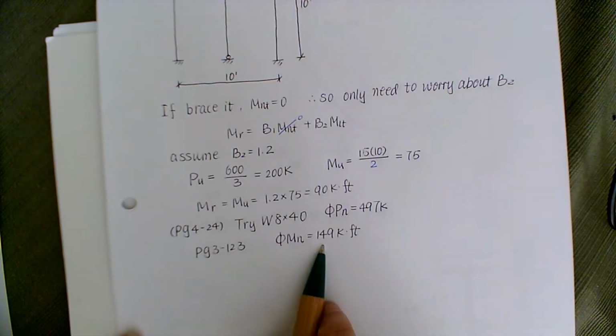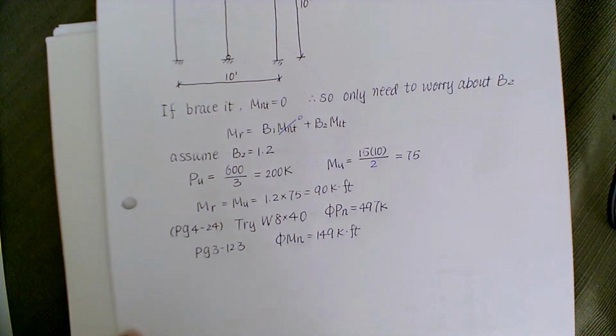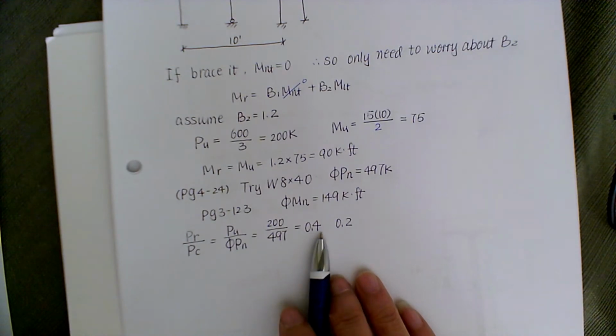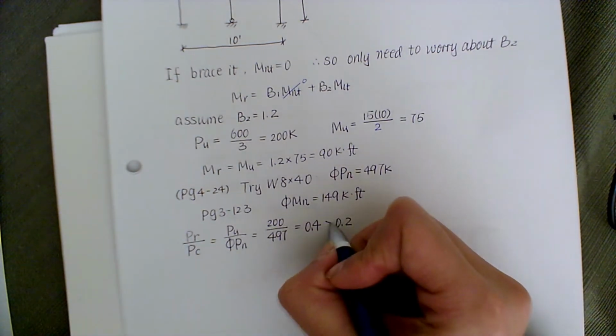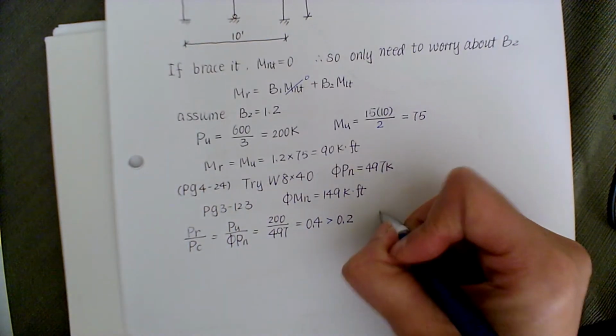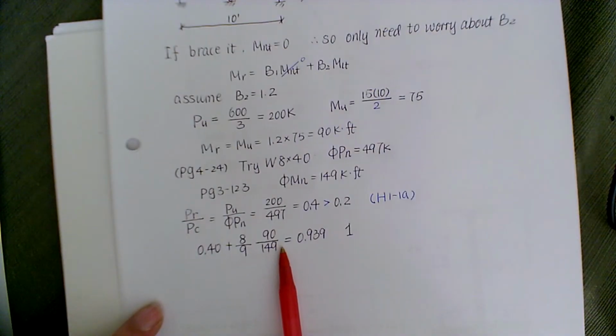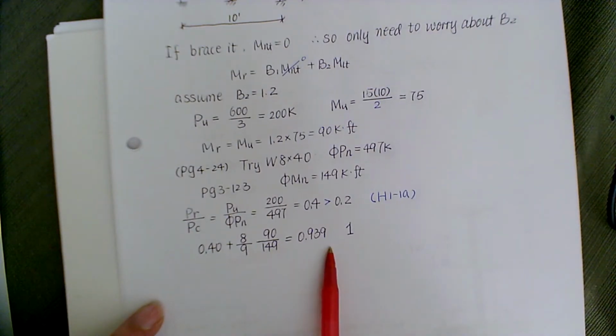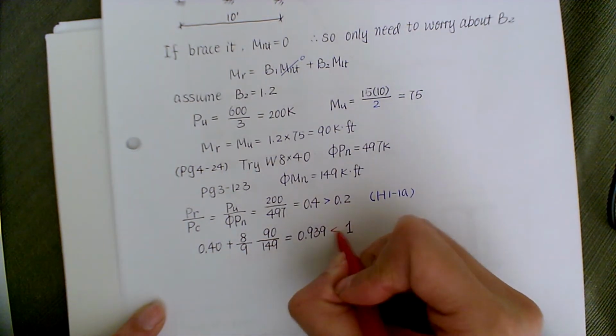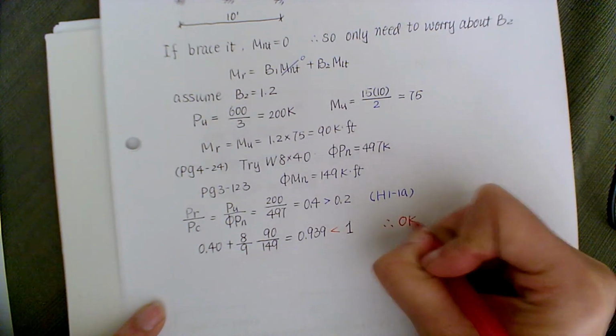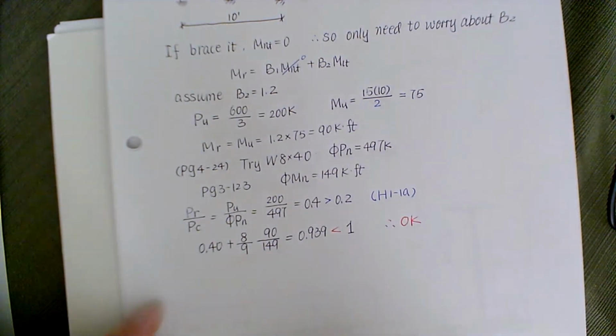So once we gather all the information here, we can go back to Chapter H. And then we calculate the ratio of the axial load, and then we can decide which equation we are going to use. After the calculation, we had 0.4, which is bigger than 0.2. So which means we're still going to use the H1-1a first equation. And now let's plug all the values into H1-1a, and we finally find out it's smaller than 1, which means our initial guess is okay. And we can keep moving.